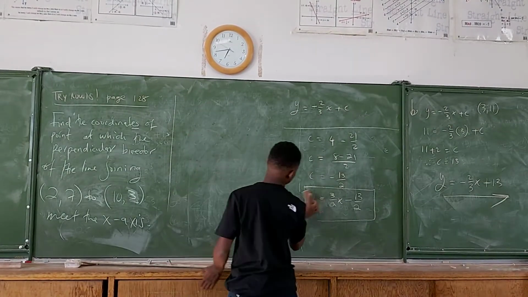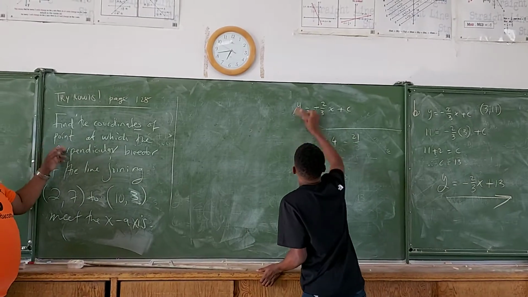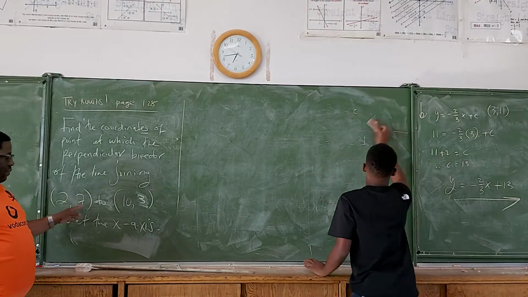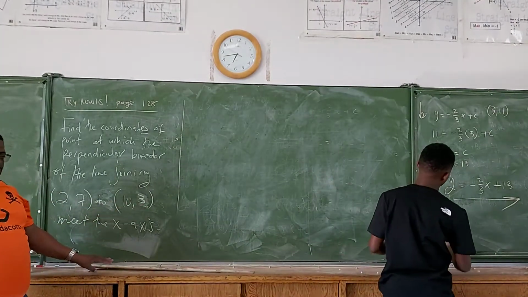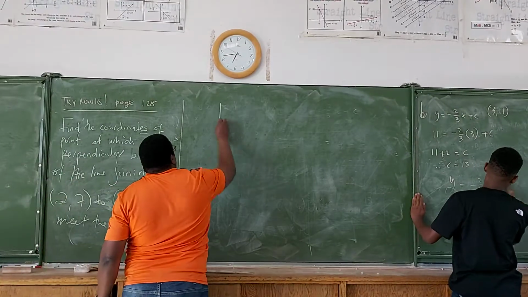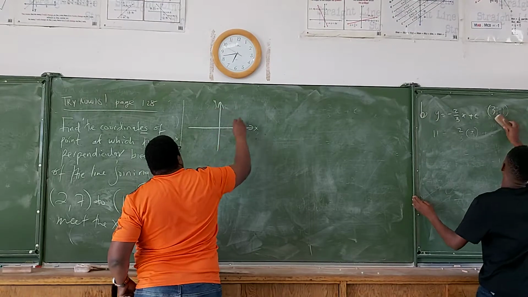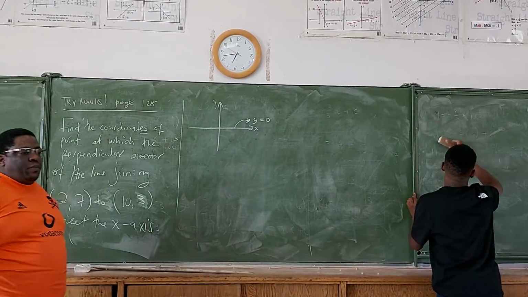Right, so just read this question nicely. You're supposed to find the coordinates of the point at which the perpendicular bisector of the line joining (2,7) to (10,3) meets the x-axis. When something meets the x-axis, at that point, y is equal to 0.